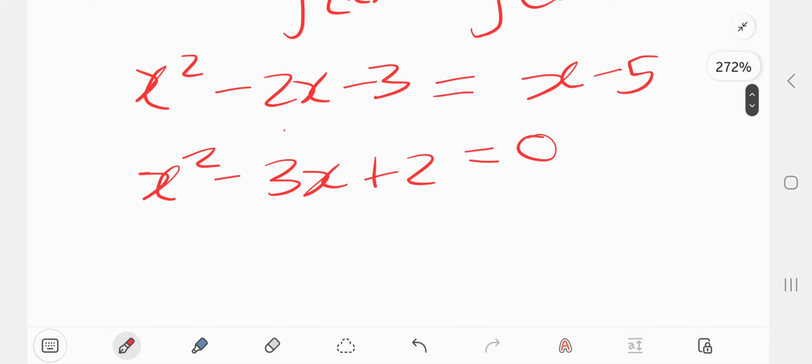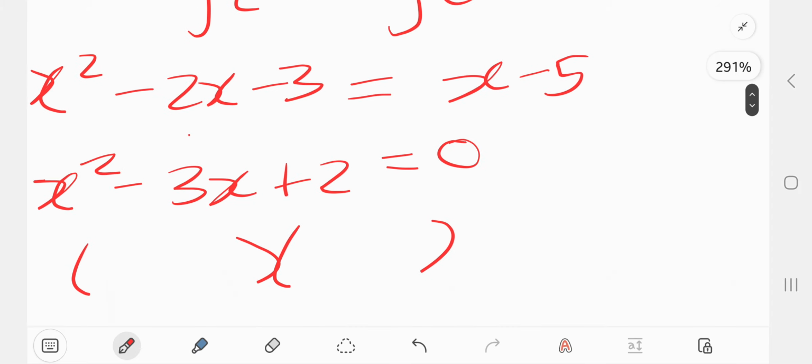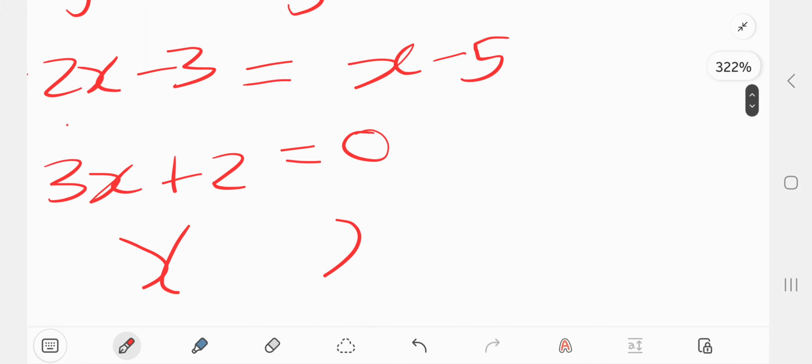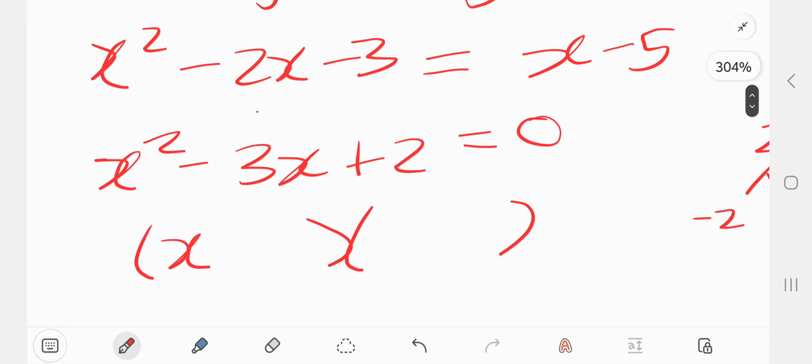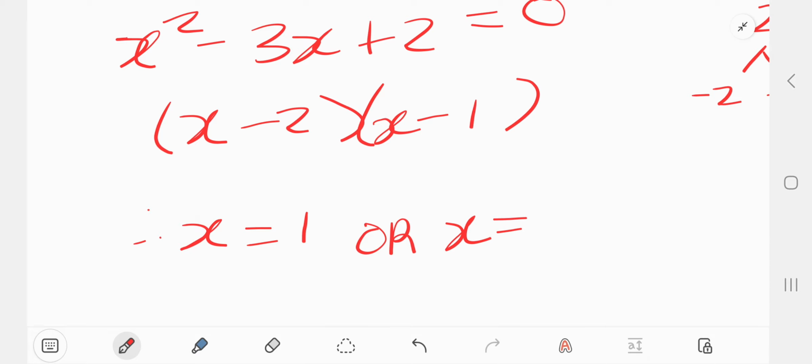And then that is equal to 0. Then we factorize here. So we need to find the factors of 2 that give us the middle term, right? So we know that 2 can also be written as negative 2 times negative 1, right? So we can replace that, x minus 2, x minus 1. So therefore, x is equal to 1 or x is equal to 2.